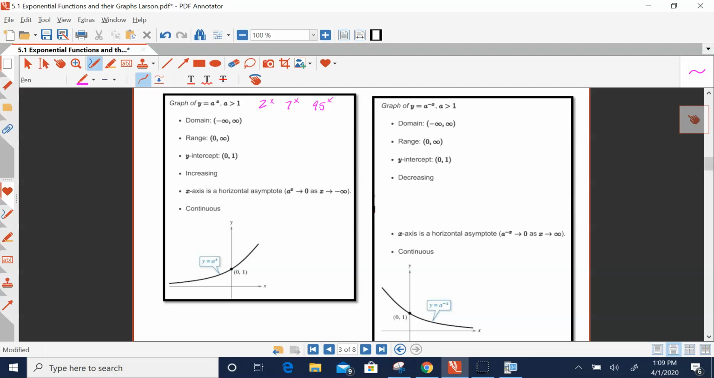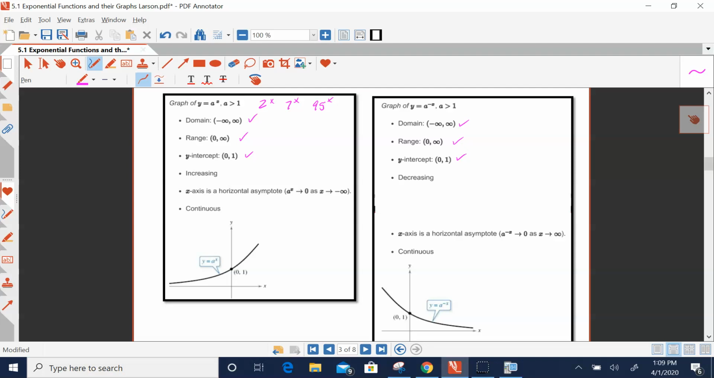Here's what is always going to be true about an exponential function. Whatever the case, the domain will always be negative infinity to positive infinity. The range will be the same, again, regardless of the case, 0 to infinity. And these exponential functions, their basic shape will have a y-intercept at (0, 1).